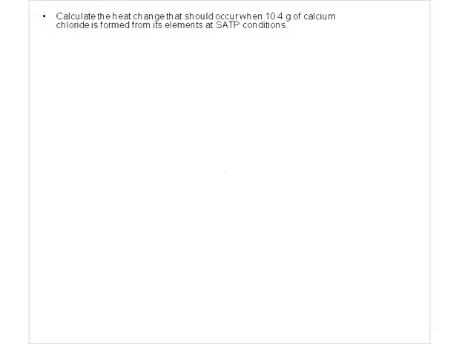Okay, here's another one. This one says calculate the heat change that should occur when 10.4 grams of calcium chloride is formed. All right, so we've got to watch this. We're doing the formation of calcium chloride from its elements at SATP conditions. So the very first thing we have to do is say, well, what's the process? And the process is formation. We're forming calcium chloride from its elements. And the elements of calcium chloride are calcium metal and chlorine gas. That's calcium in its elemental form, and that's chlorine in its elemental form.